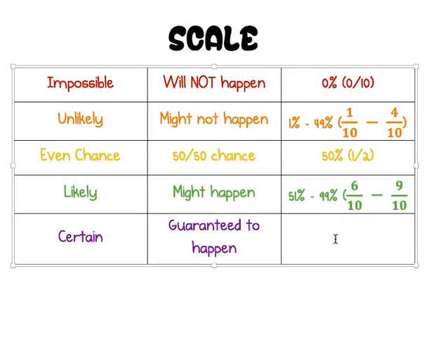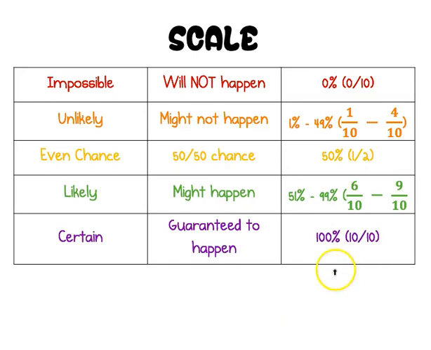And then certain, it means it's guaranteed to happen. That is 100% or 10/10, 10 out of 10. Okay, so those are some examples. Let's go back to our question and see where it falls.